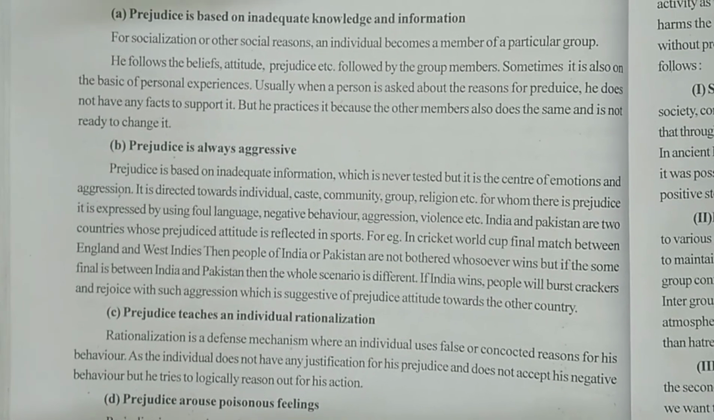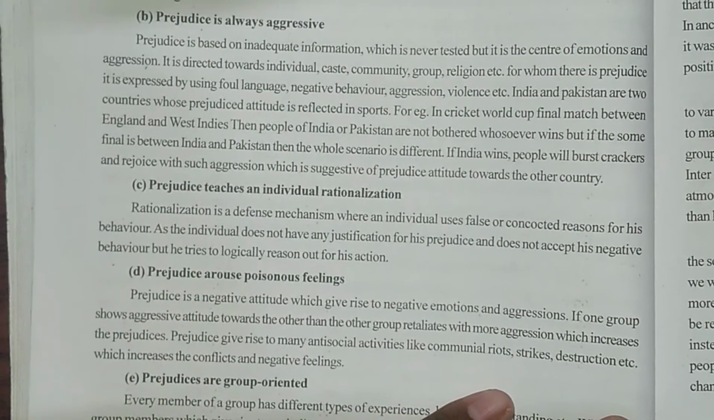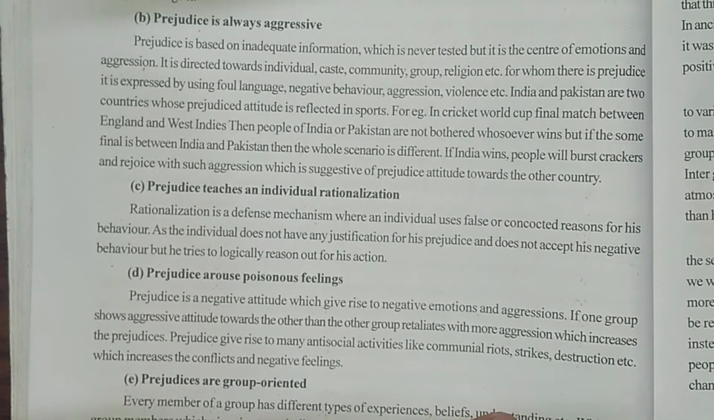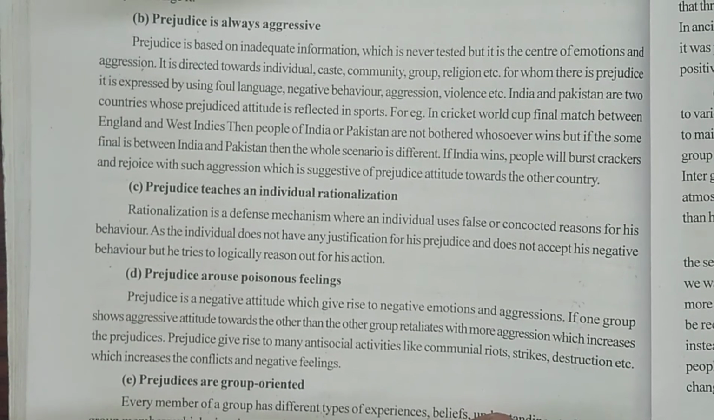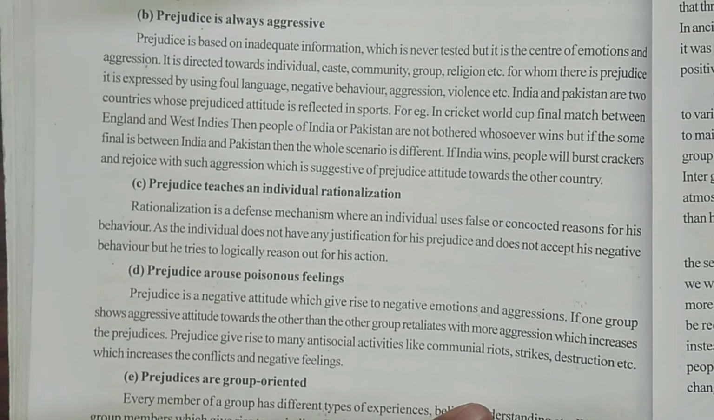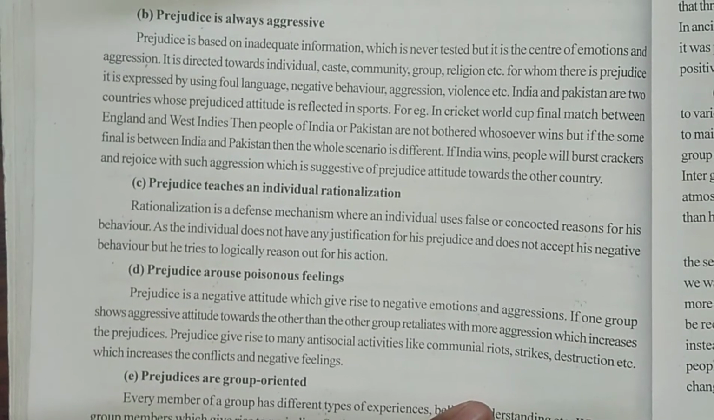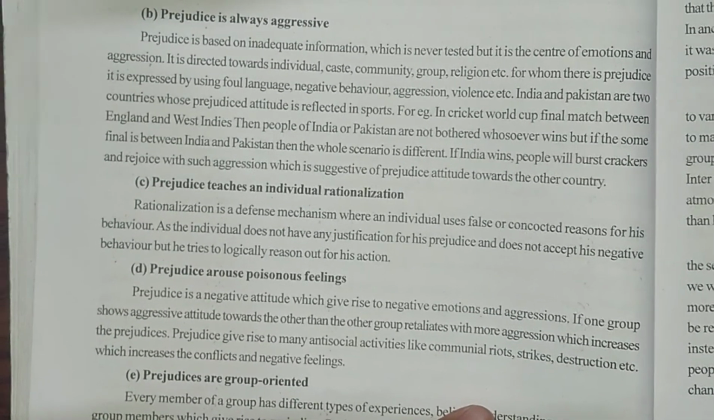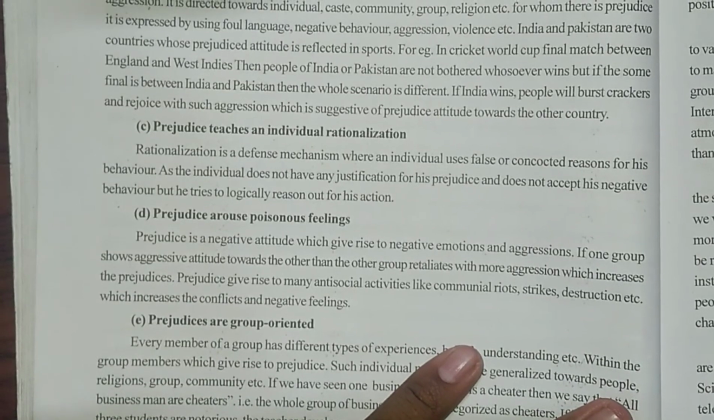So prejudice teaches an individual rationalization. Rationalization is a defense mechanism where an individual uses a false or connected reason for his behavior. As the individual does not have any justification for the prejudice and does not accept his negative behavior, he tries to find a logical reason for his action. Prejudice arouses a poisonous feeling.